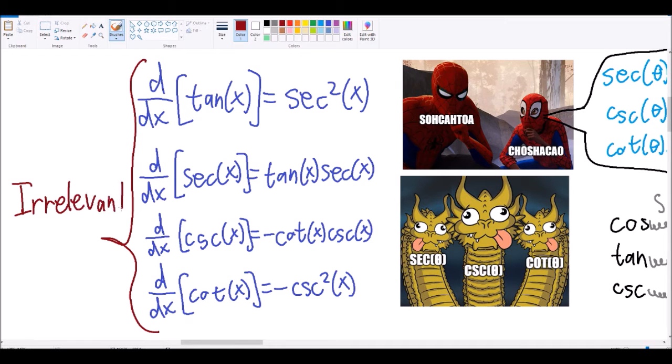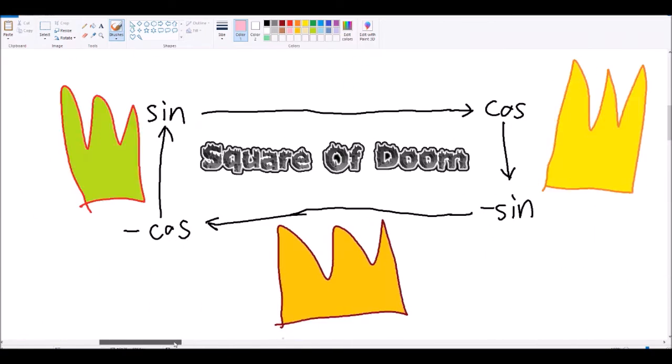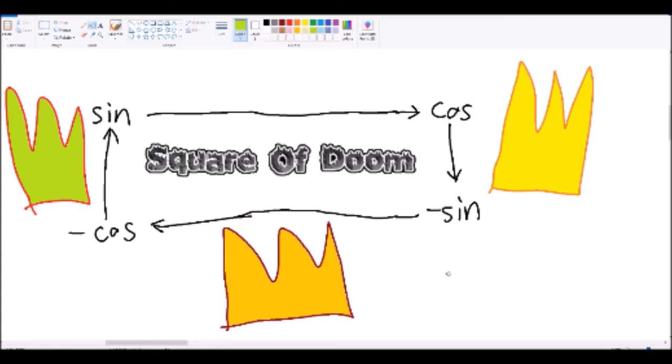Now, all that is going to be irrelevant once we cover the quotient rule next episode, and in fact, it's honestly kind of irrelevant no matter what. Just remember the square of J and you're good to go.